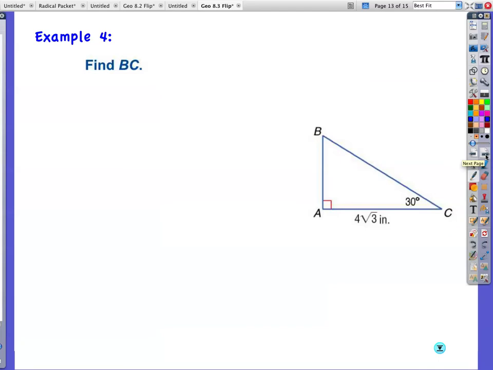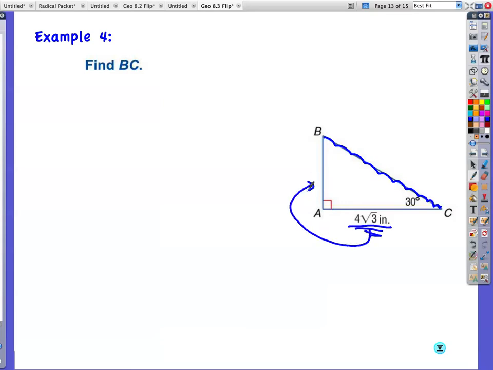Okay, find the value of BC. So now I have to find my hypotenuse. I can't go directly from my long leg to my hypotenuse. I have to work through the short side. It's just basically set up that way. That's the way we go about it, all right? There's a way to get there directly, but it would be something I don't even want to get into.